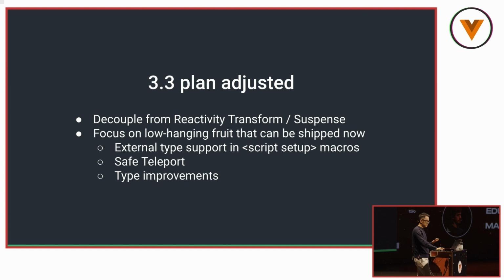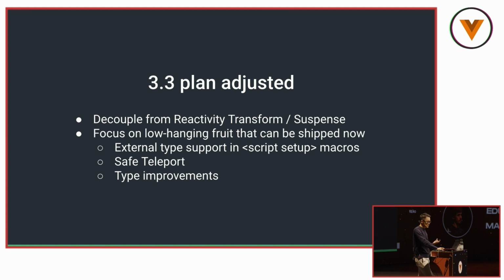So the plan for 3.3 is being adjusted. The reason 3.3 has dragged on for so long was that we were hoping we could land reactivity transform and Suspense in 3.3. But after thinking hard about it, we decided that it is best to decouple the minor release cadence from these two experimental features for now, and focus on other low-hanging fruit that we can ship earlier and faster. Some examples are external type support in script setup macros. When you use defineProps with a type signature, currently, if that type signature includes types imported from an external file, it just cannot analyze it. But we intend to address that.